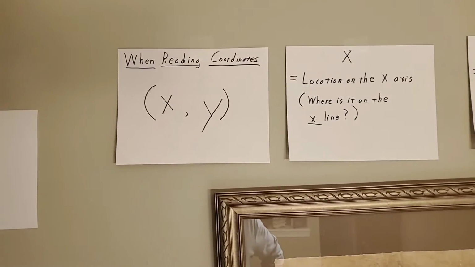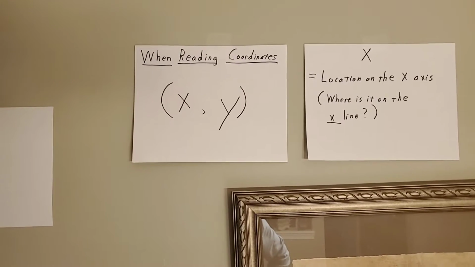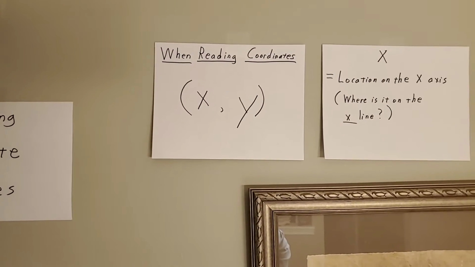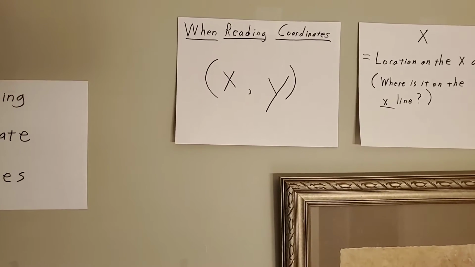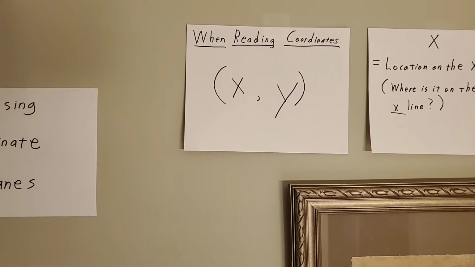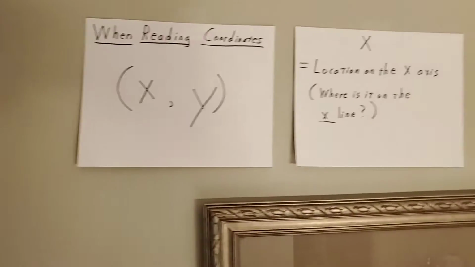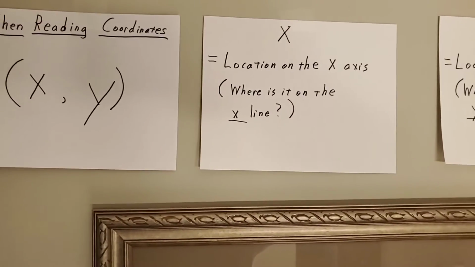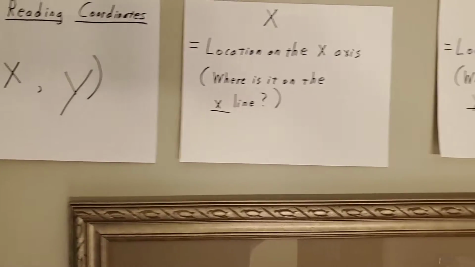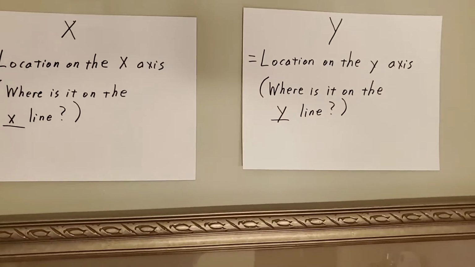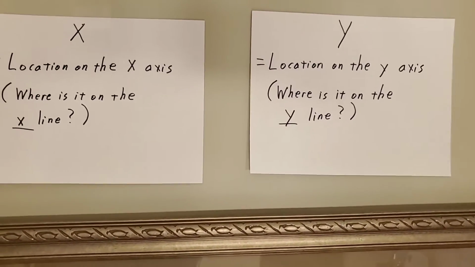When you are reading coordinates or writing coordinates, the numbers on the x-axis are first and the numbers on the y-axis are last. If you don't remember, the x is the location on the x-axis. So when you think of that, think about where is it on the x line. And the y is the location on the y-axis. Where is it on the y-axis?